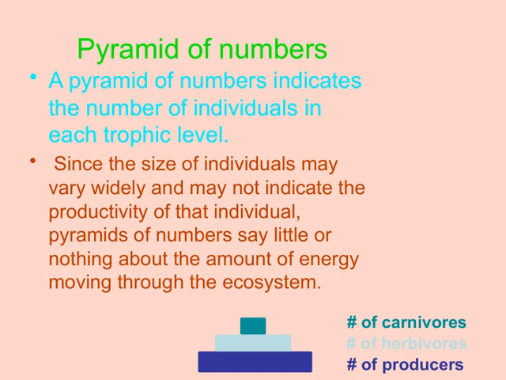In other words, a small number of large animals can have a different energy contribution than many small ones. So, while the pyramid of numbers helps us see the structure of populations, it doesn't tell us about productivity or energy flow directly. This is a key point to remember as we consider how ecosystems are organized and function.